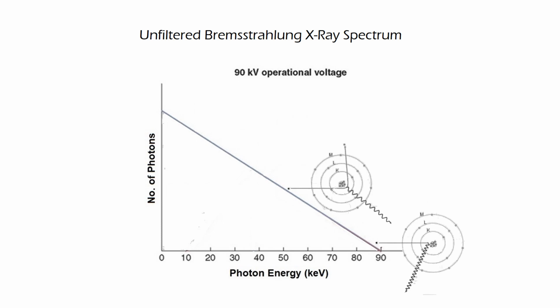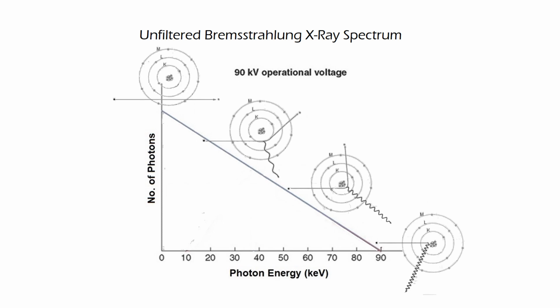When the incident electron interacts with the nucleus of the target atom from a close distance, moderate Bremsstrahlung radiation is produced. When the incident electron interacts with the nucleus from a distance, low Bremsstrahlung radiation is produced. When the incident electron passes the nucleus from a far distance, there is no interaction with the nucleus. Hence, no Bremsstrahlung radiation is produced.